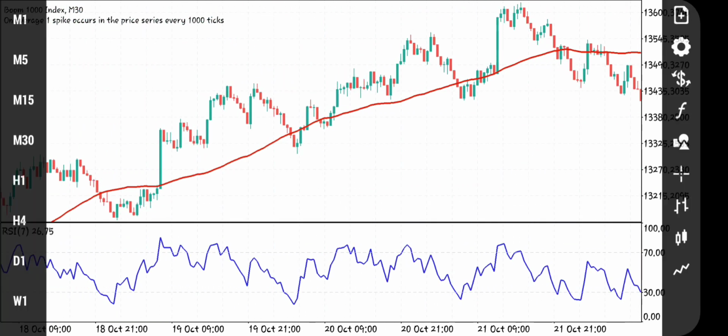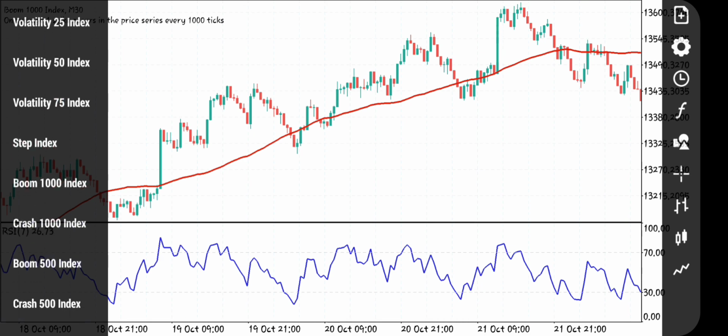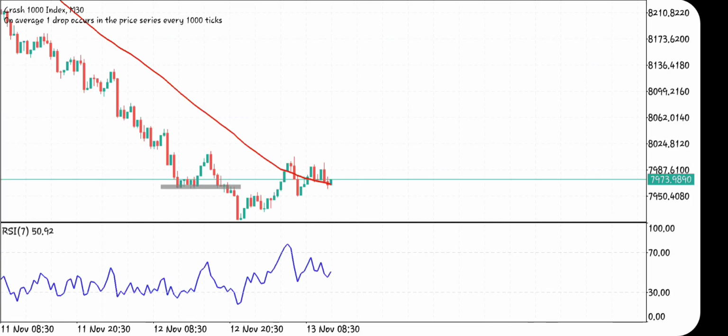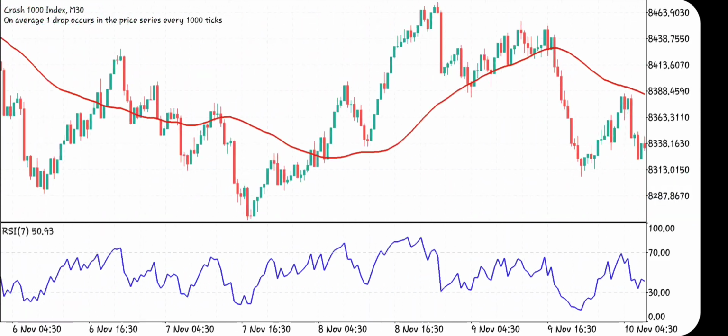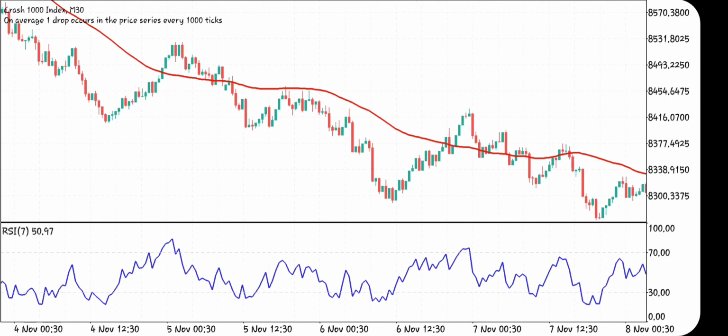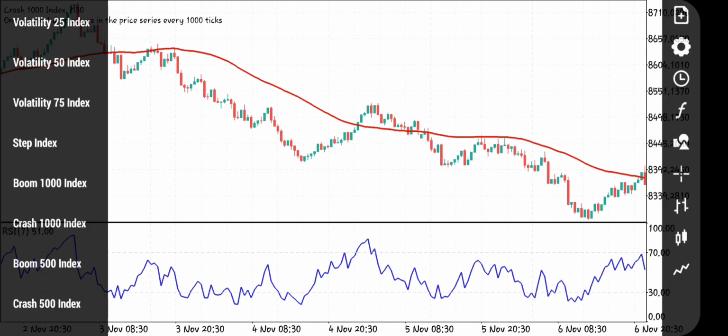Let's check other markets for examples now. Okay, we are on Boom 1000. Let's go to Crash 1000 to see our examples. I'm on the M30, a 30 minutes time frame, and I'll just check around to look for trade examples now. Okay, let's go to our 1 hour time frame.